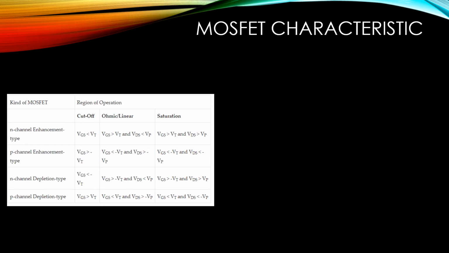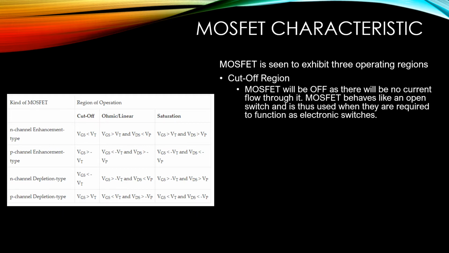Next, we go to the MOSFET characteristics. We have a table of MOSFET and their regions of operation. From the table, we know that the MOSFET exhibits three operating regions. The first region is the cut-off region. In this region, the MOSFET will be off as there will be no current flow through it. The MOSFET behaves like an open switch and is used when it is required to function as an electronic switch.